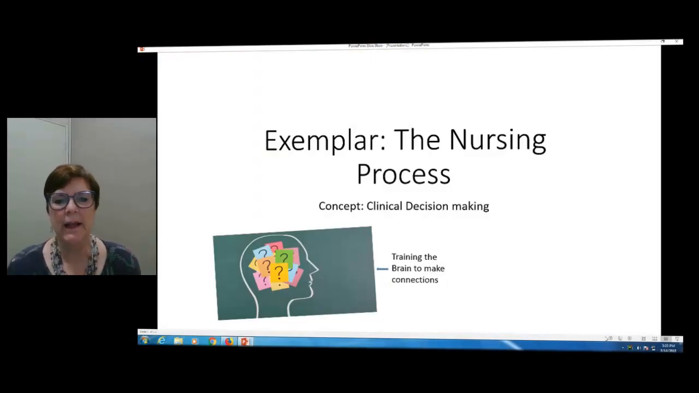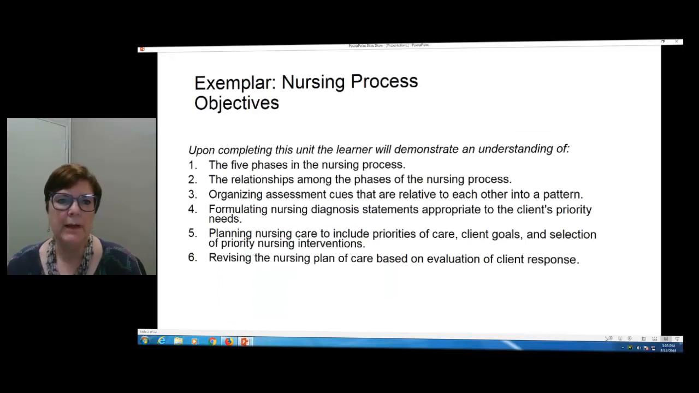Hello again. Now we are going to move from clinical decision making to the nursing process. This is how you're going to make clinical decisions, by using this 5-step process. So our learning objectives: by the end of this unit, you're going to know those 5 phases of the nursing process, and the relationship among the phases of the nursing process.